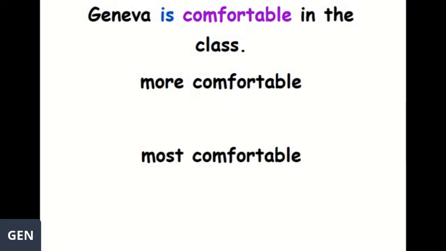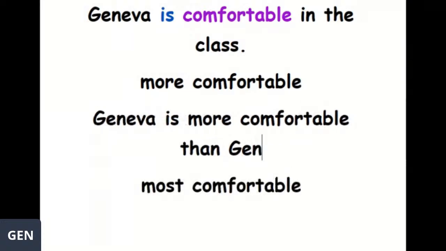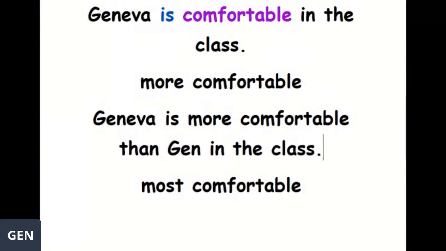Next, I'm gonna use more comfortable. Geneva is more, so I'm using is more comfortable than Jen in the class. And that's finished. So take note, that is your hint. And then next, more comfortable, and then is. Geneva is more comfortable than. So take note, than. So this is your hint in this sentence. Geneva is more comfortable than Jen in the class. And that's done.